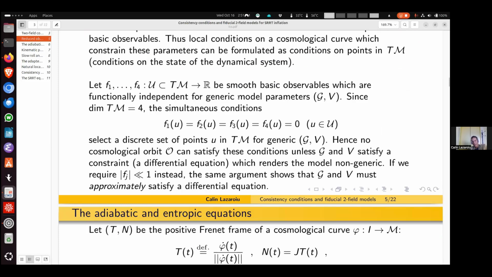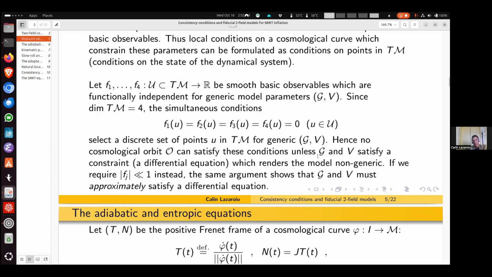a non-empty open subset of TM, real valued smooth basic observables, which are functionally independent for generic model parameters G and V. These observables, of course, can depend on the parameters of the model, and the parameters of the model are this Riemannian metric on my surface and this scalar potential, G and V. Because the dimension of the total space of the tangent bundle to M is 4, M is a surface, recall that M is a surface, it follows that if I take a point u in this open set Q subset of TM, and I impose the 4 simultaneous conditions that F1 of u vanishes, F2 of u vanishes, up to F4 of u vanishes, I have 4 conditions which are functionally independent, right?